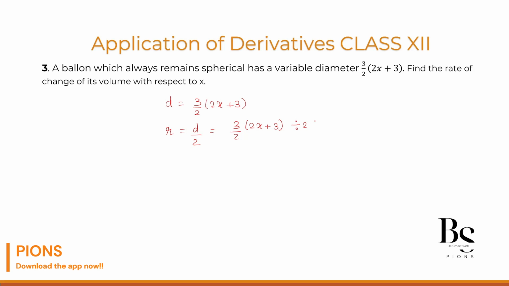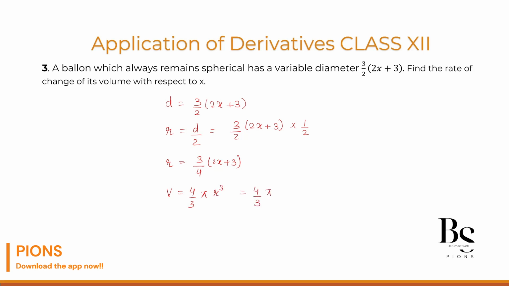Now you can convert this division into multiplication by simply converting this 2 as 1 by 2. So what is our radius for the given one? It will be 3 by 4, 2x plus 3. This is our radius of this spherical balloon. Now what will be our volume? So volume here will be 4 by 3, be very careful, pi r cube, correct? This is the volume of a sphere because this is a spherical balloon.